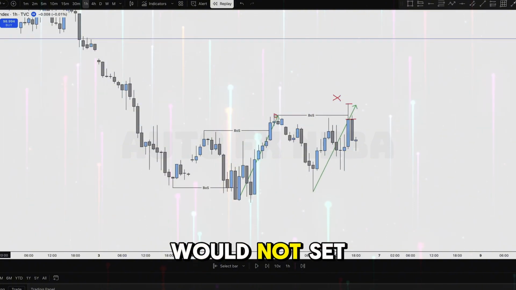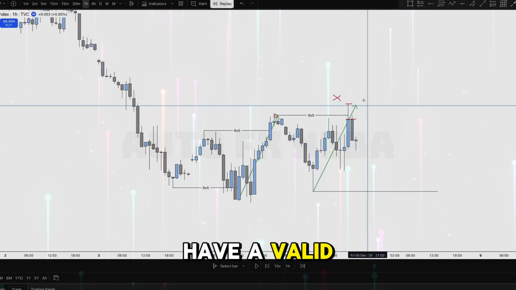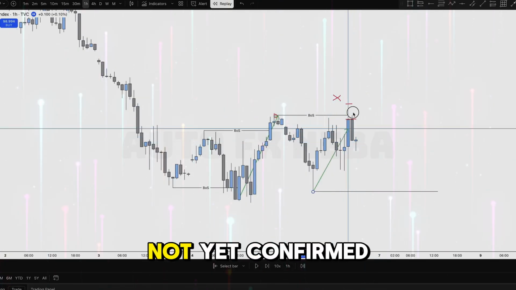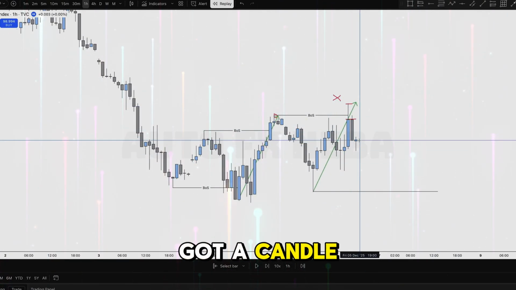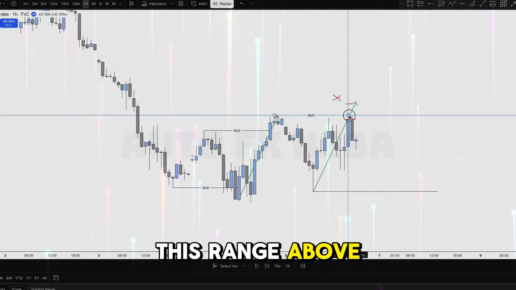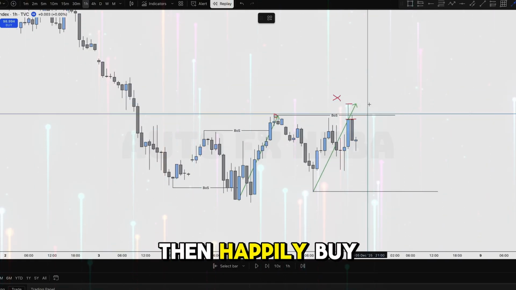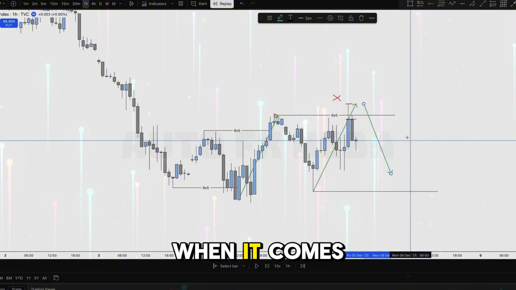This means we would not set this as our valid higher low just yet because we don't have a valid higher high. So this is not yet confirmed. Now, if we got a candle body that went and closed over the previous high, so somewhere in this range above this level, then that would turn this into an impulsive move that we could then happily buy from a corrective move when it comes through, okay?